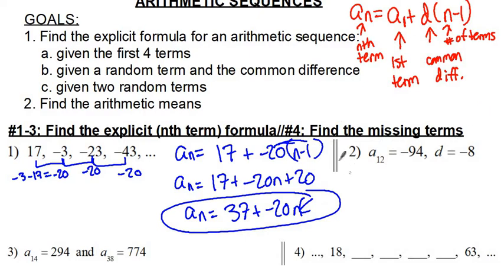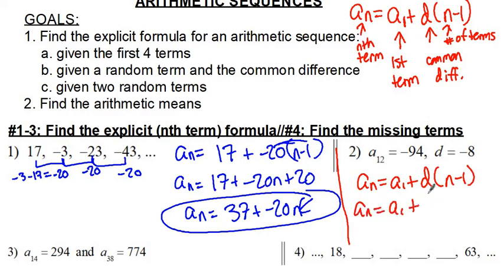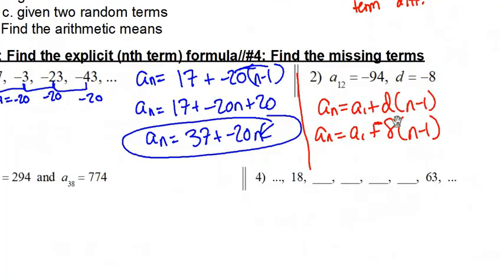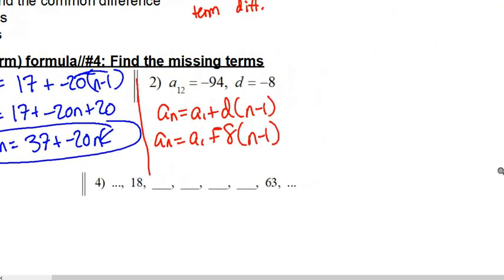All right, the next one right here, we want to again find what this formula is going to be. So here's the challenge. In this case, we do know D. We know that D is equal to negative 8, so we can at least fill that in right there. However, we don't know what the first term is, and that's a problem. So what can we do about that? Well, here's what we do know. We use the information that we're given. So we don't know the first term. We do know the 12th term, though.